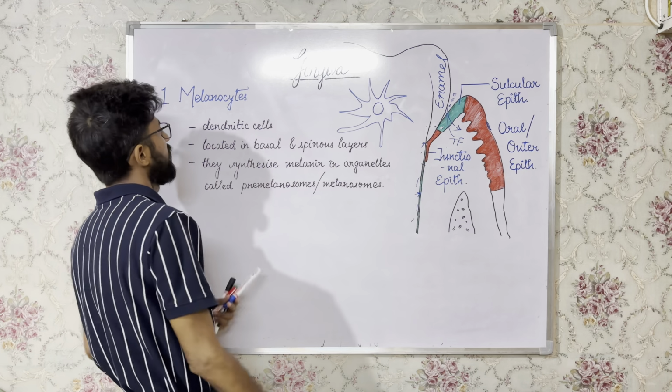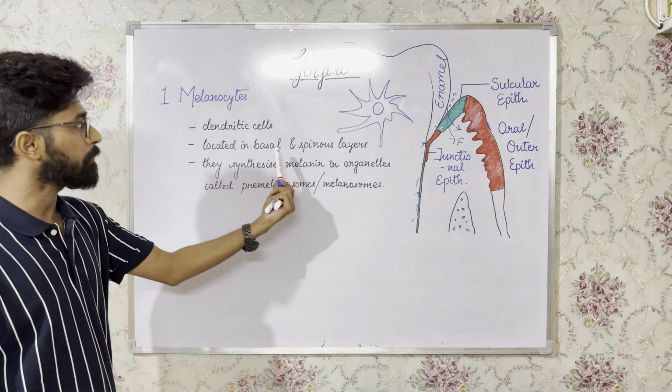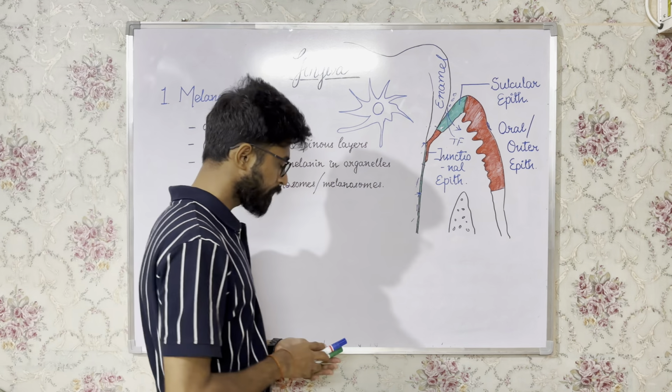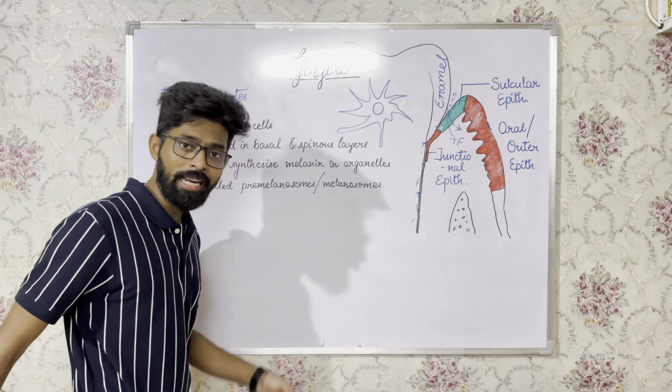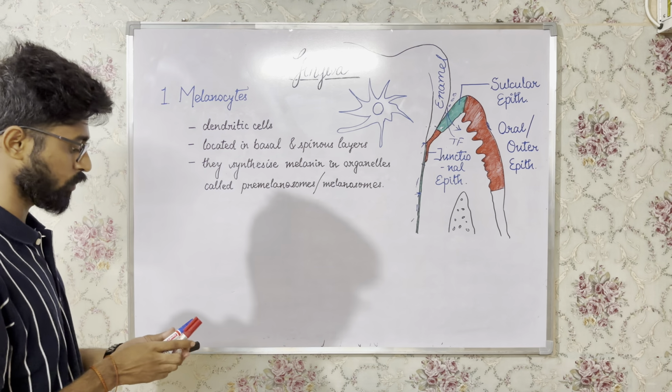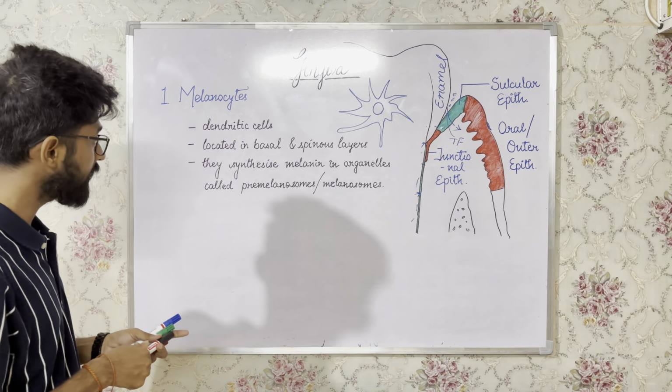So dendritic cells located in the basal and spinous layers of the gingival epithelium, what they do, they synthesize melanin in organelles called as melanosomes or the pre-melanosomes. Now how do they synthesize melanin?